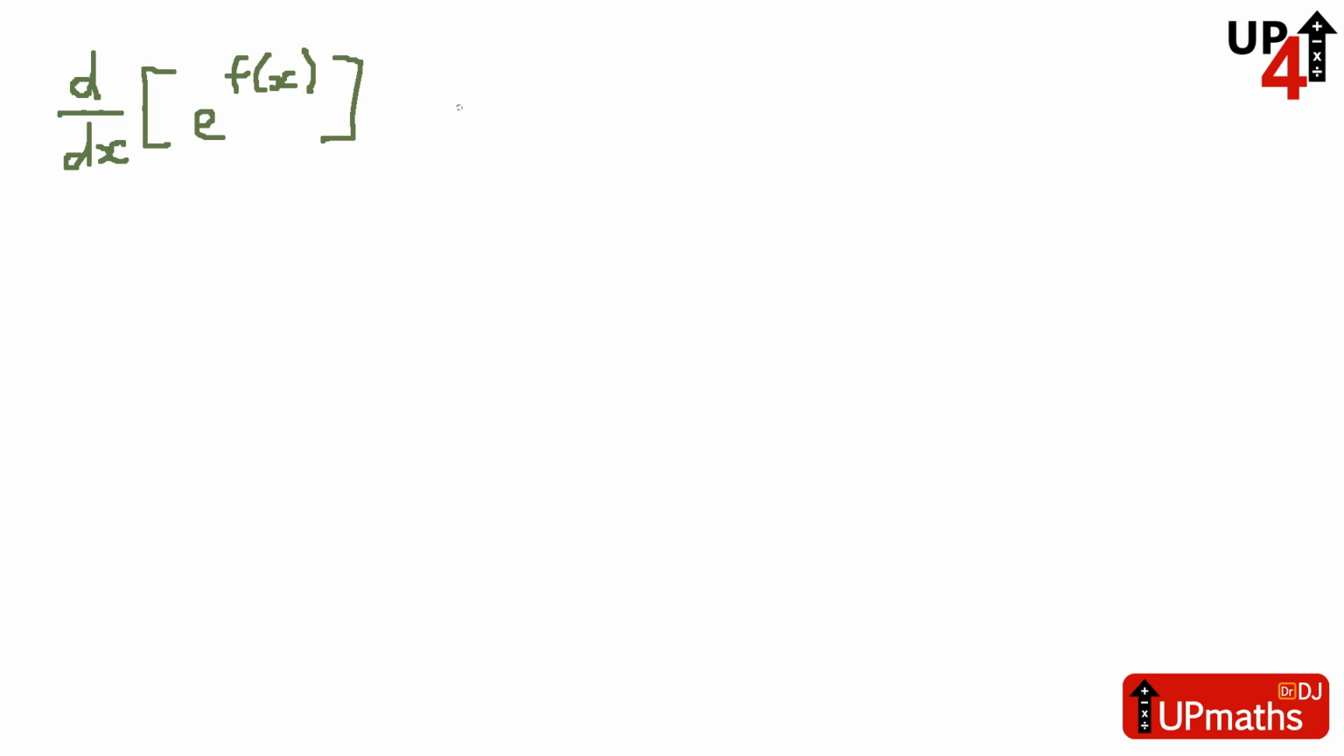You're probably looking at this already while I'm talking. Pause the video if you want to have a go in your own time. I'm now going to write the answer. The answer is f dash of x e to the f of x, which I simply did using chain rule.